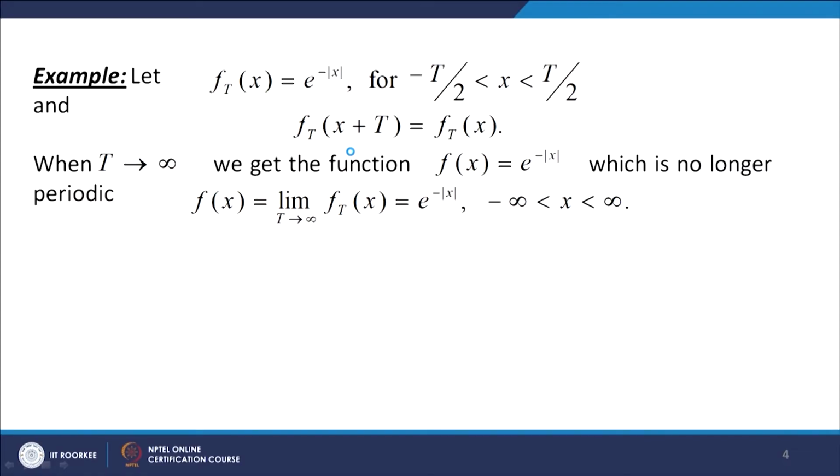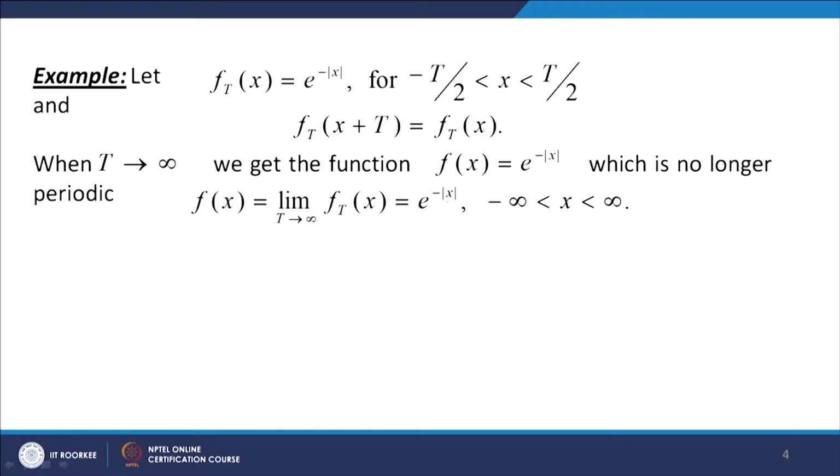Now, let us look at another example. Let us say f_T(x) equal to e to the power minus mod of x for minus T by 2 less than x less than T by 2, and f_T(x) equal to f_T(x plus T). So, this equation tells us that f_T(x) has the period T. When T tends to infinity, we get the function f(x) equal to e to the power minus mod of x. f(x) is the limiting function of f_T(x) as T goes to infinity. As T goes to infinity, this interval tends to minus infinity to infinity, and f(x) becomes e to the power minus mod of x, and you can see that it is no longer periodic.